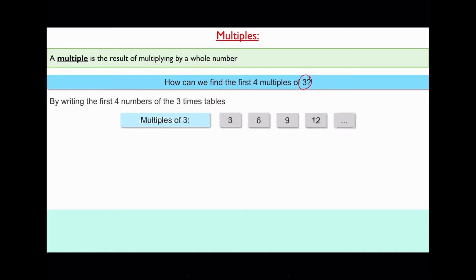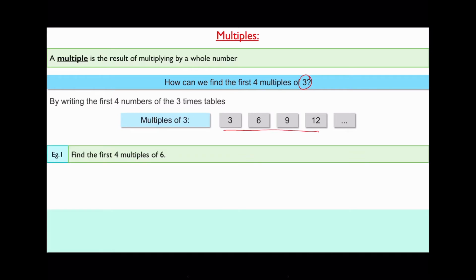Remember how we said that there is an infinite amount of multiples, because we can just keep multiplying by 5, 6, 7, 8, and so forth. There's an extraordinary amount, so that's why I've included the dots. But really, to answer these questions, you only need to have these 4 over here.